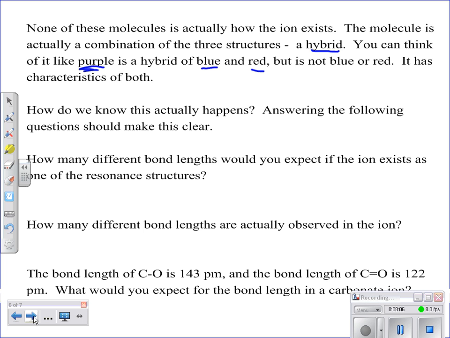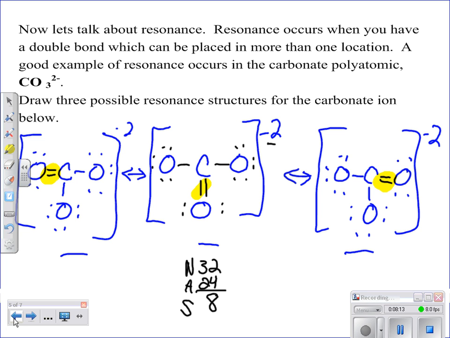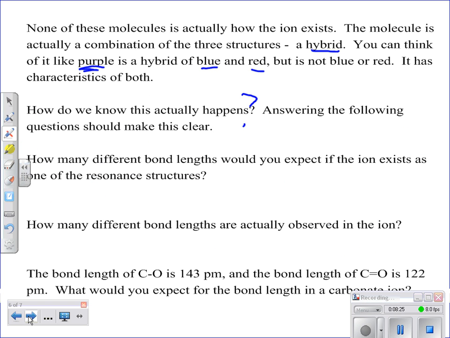Well, how do we know this happens? The answer is, if we were to look back at one of these structures, I'll choose this middle one right here, it doesn't really matter. How many different bond lengths and strengths would you expect to be able to see? Well, you'd expect to be able to see a single and a double. So if there was just one of those resonance structures, you would expect to see 2 bond lengths. Well, we only see 1. That's what's actually observed when the ion is tested.